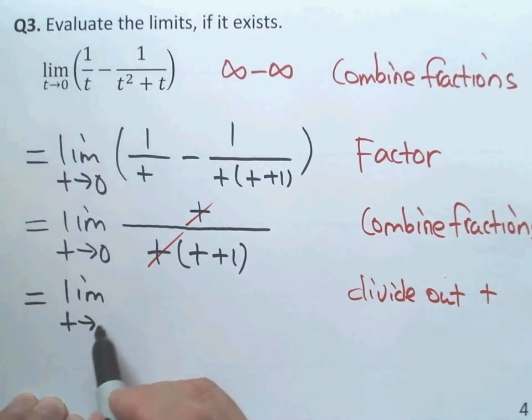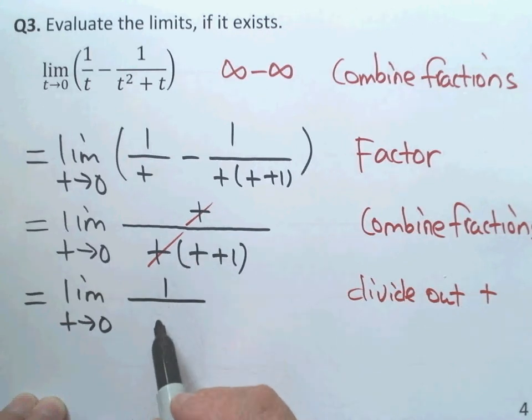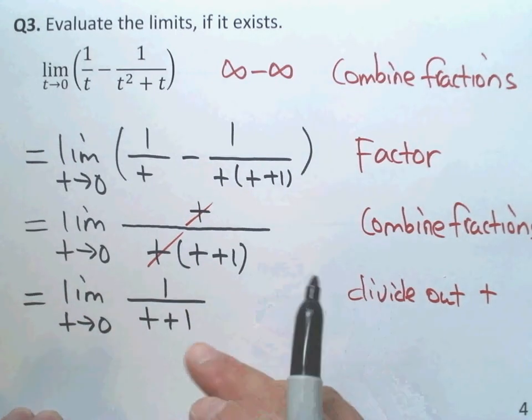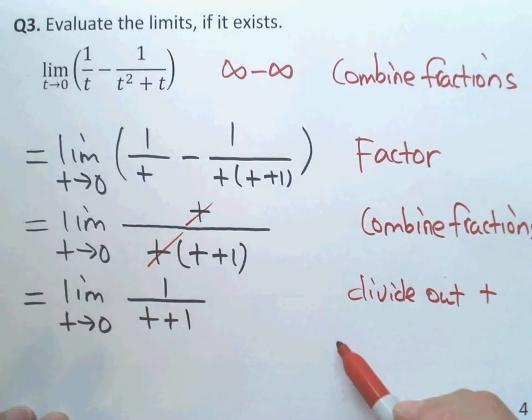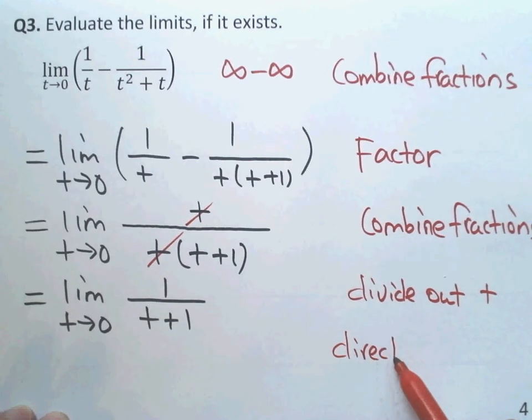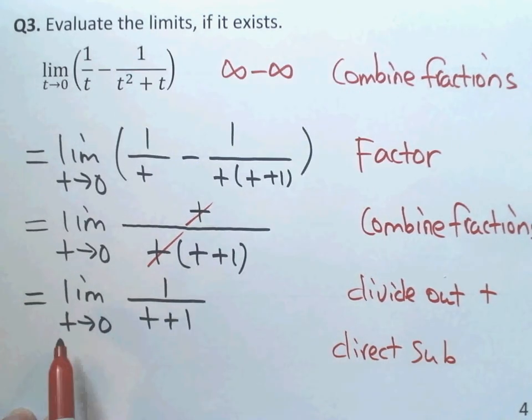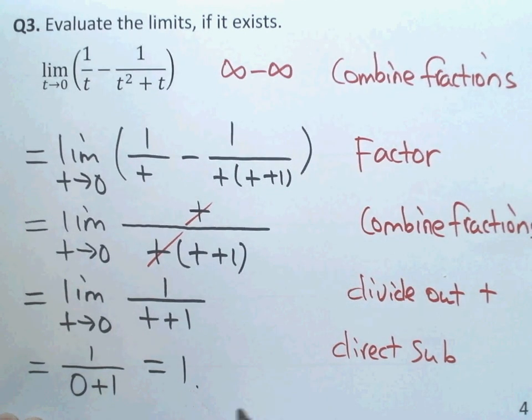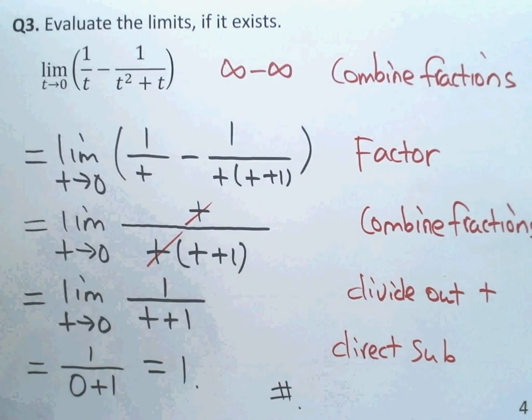We have this simplified limit now. As t approaches 0, here is 1 left, and here is t plus 1. This is a rational function, right? Directly substitute now. With t going to 0, what do we get? We get 1 over 0 plus 1, which is 1. That's the result. Okay, those are the 3 types of fractions we will usually meet. Thank you. That's all.